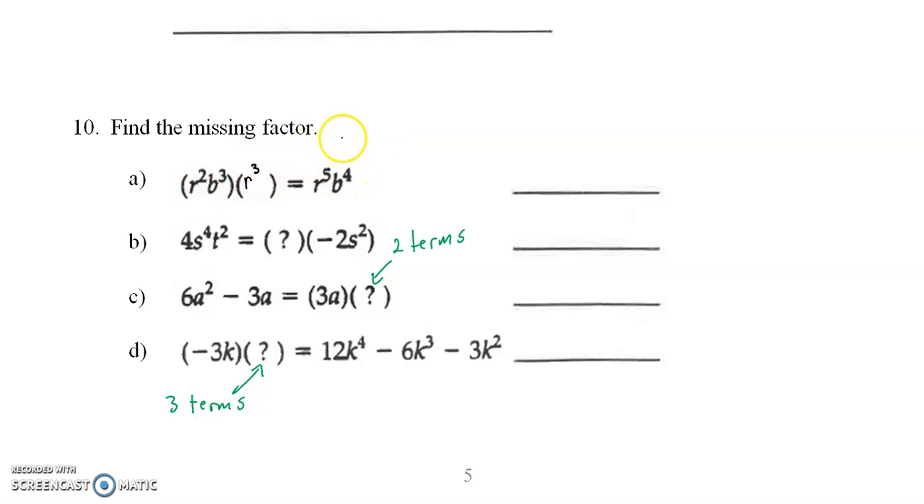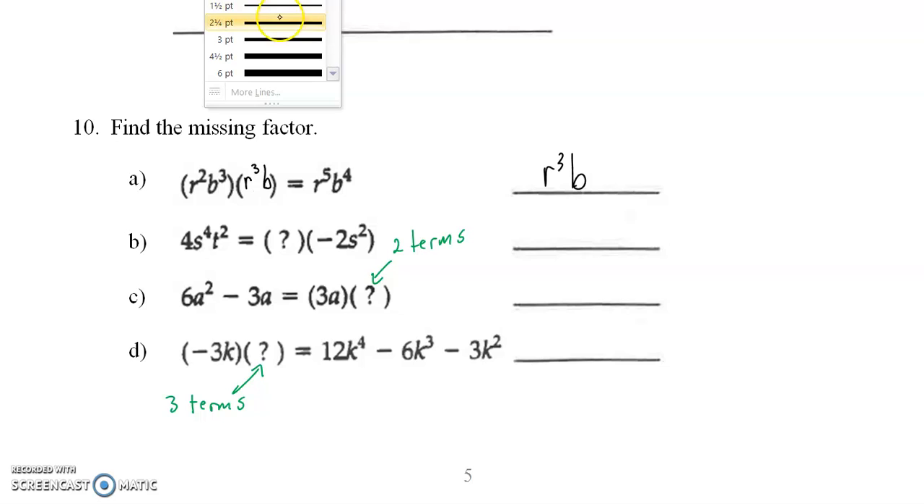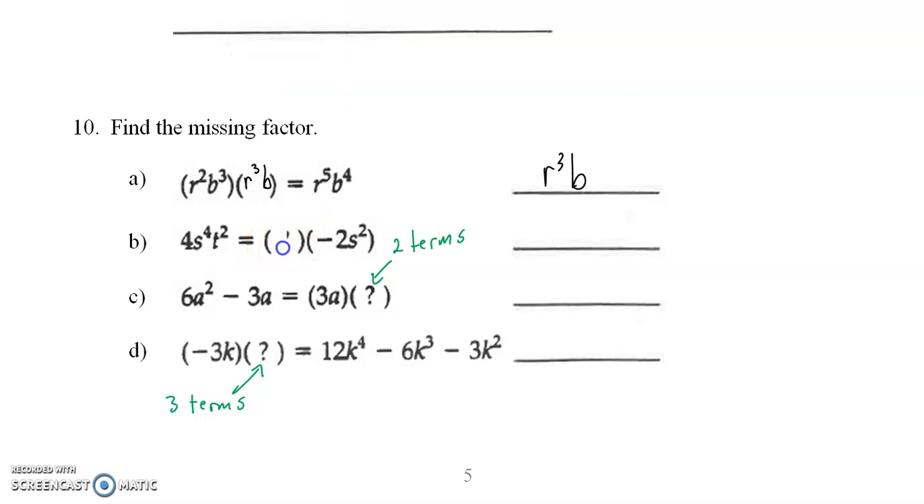And then the b to the 3, you're going to have to multiply by a b to the 1 to make it a b to the 4. So your answer is r cubed b. Now, this method can be useful, but not always efficient as we get to the bigger questions. But let's try this again, okay?